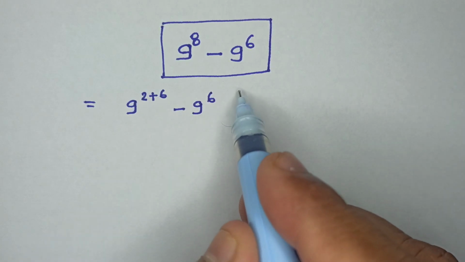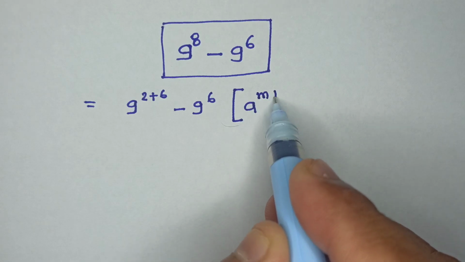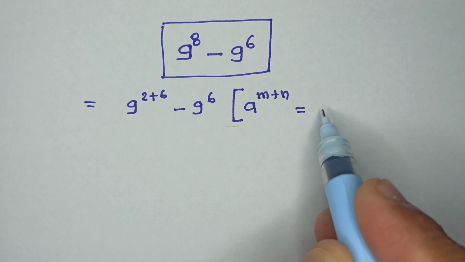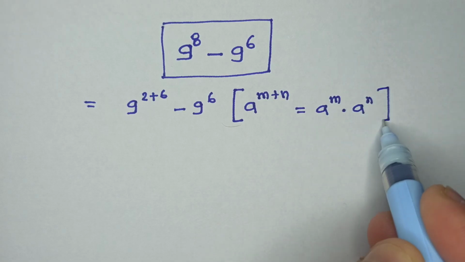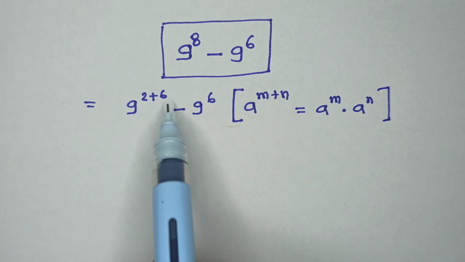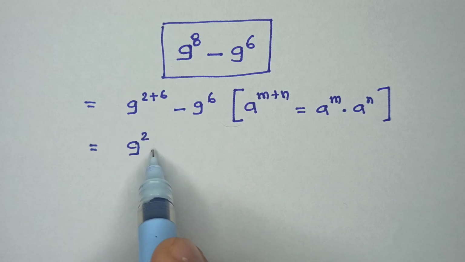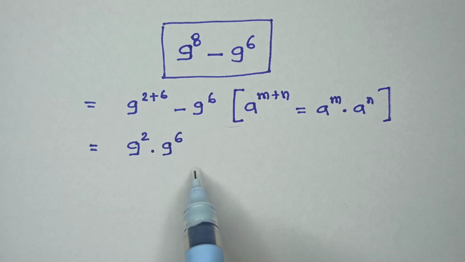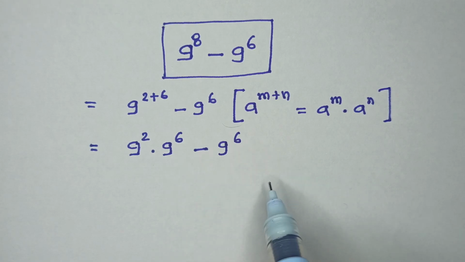Now after this step we are going to use a property of exponents that says that a raised to the power m plus n can be written as a raised to the power m multiplied by a raised to the power n. So if you compare, the value of m is 2 and the value of n is 6. So that means this can be written as 9 raised to the power 2 multiplied by 9 raised to the power 6 minus 9 raised to the power 6.